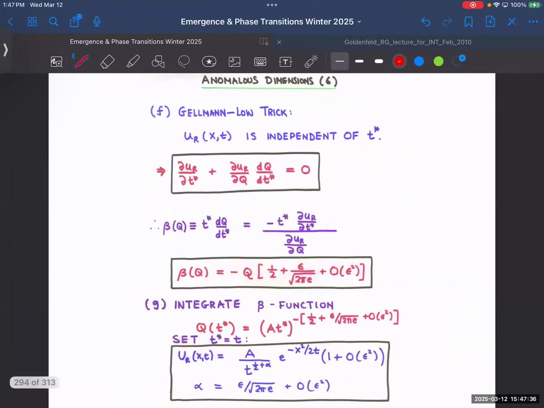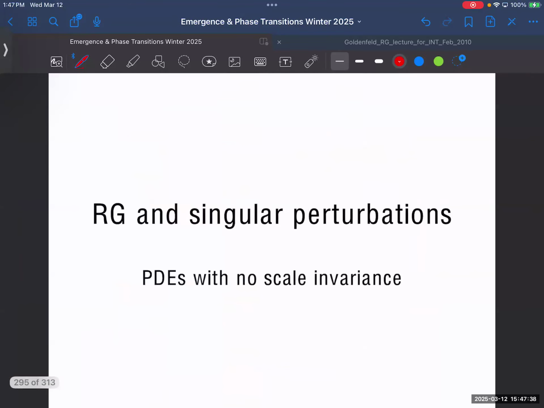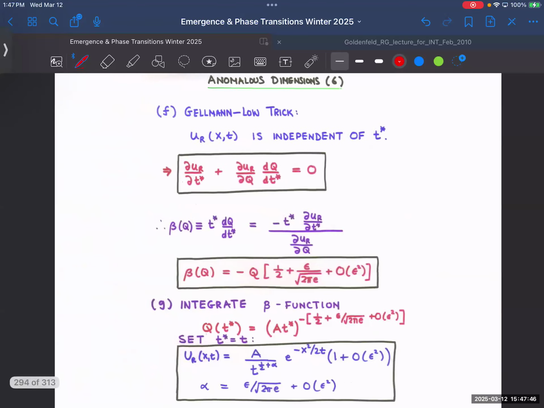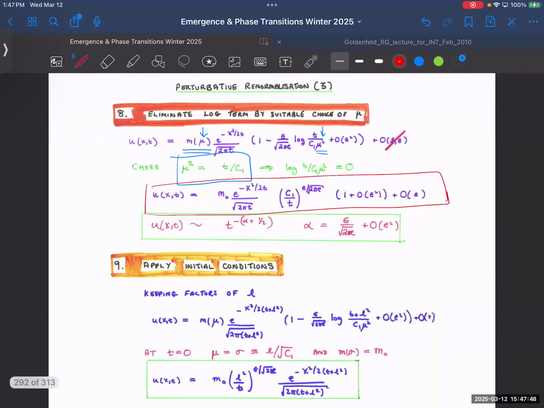Okay, so I'm going to skip those. We don't need that. So I think that's where I'm going to stop. So what is the conclusion? There's more here, and these are in the notes. But basically, this is already the bottom line. Oh, here, let's do one more step. Let's apply the initial conditions, and we keep the factors of L, and so we end up with this final solution like this.